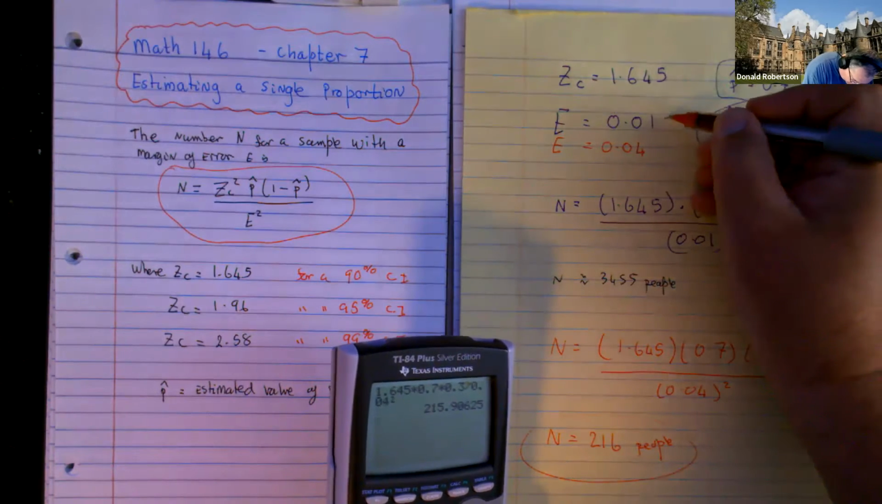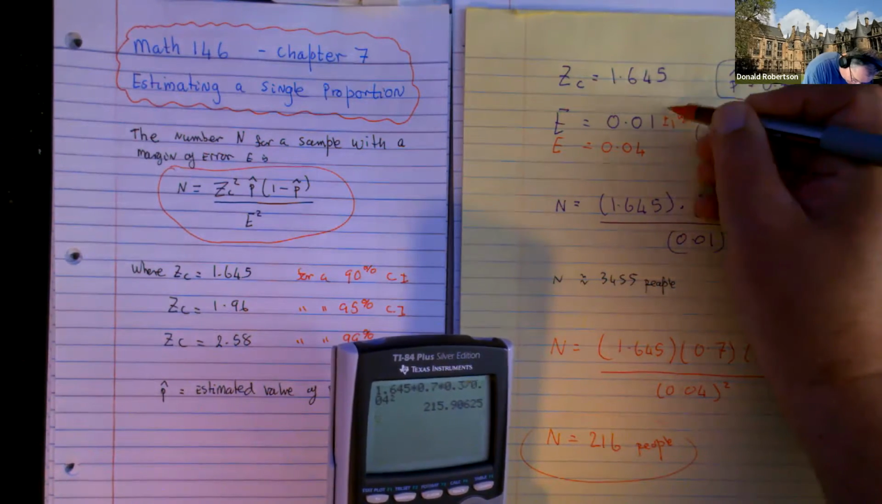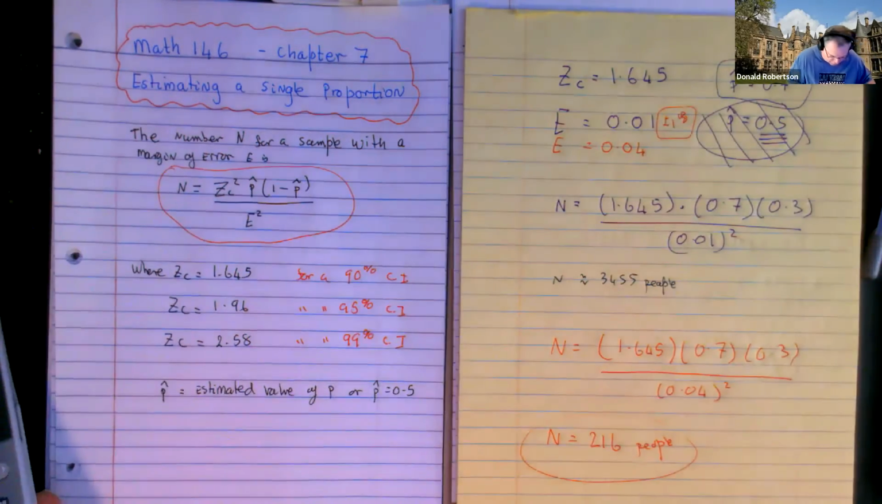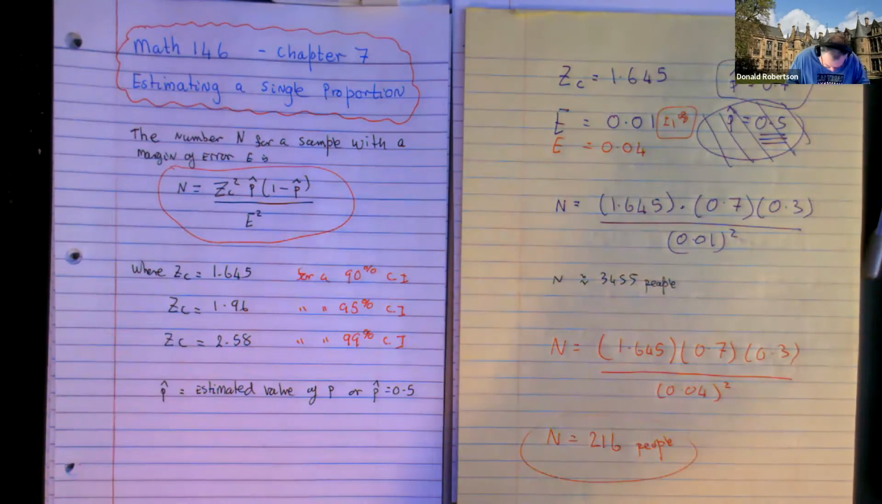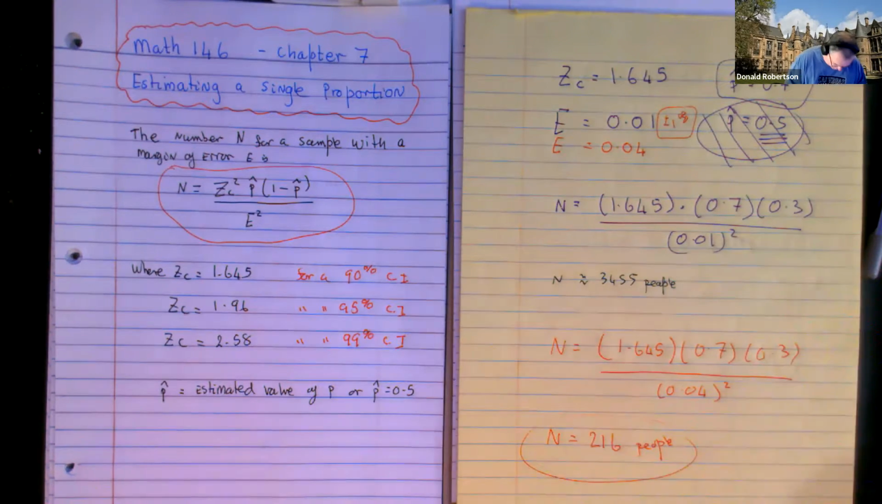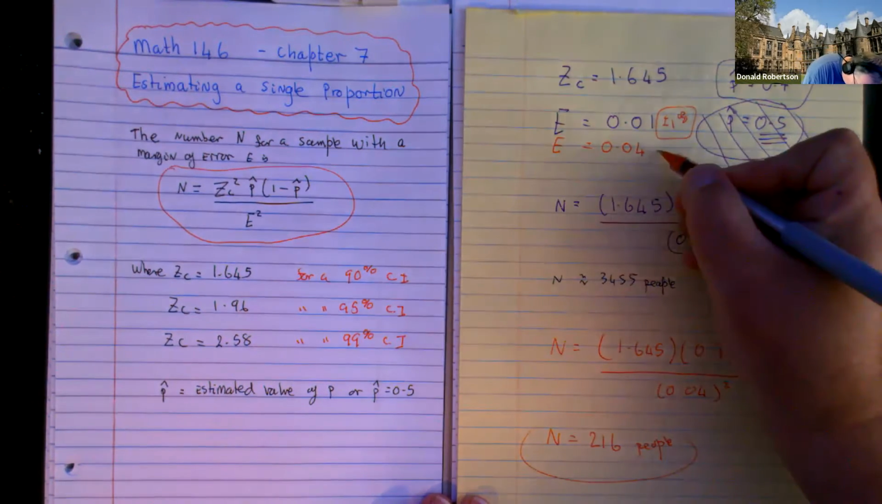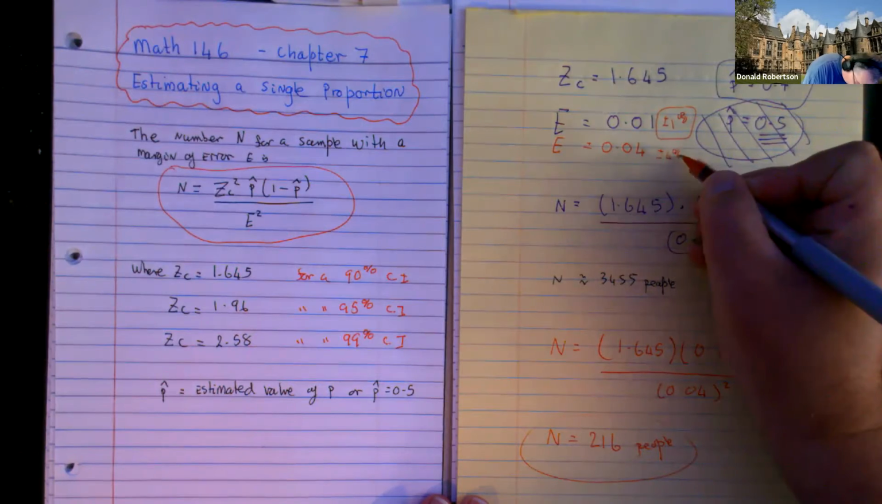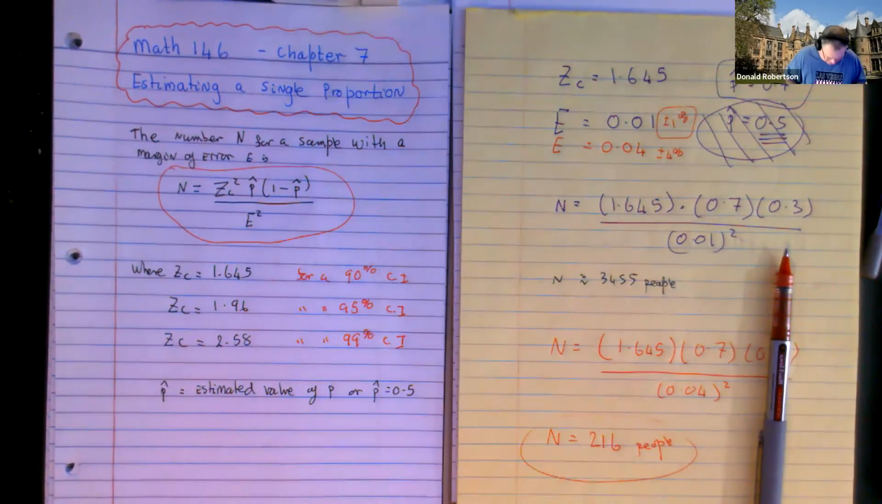So if you want a plus or minus 1% margin of error, which means you want your prediction to be quite a small interval, you'll need 3,400 and change. If you're willing to live with your margin of error being much wider, less accurate, you can get away with only 216 people.